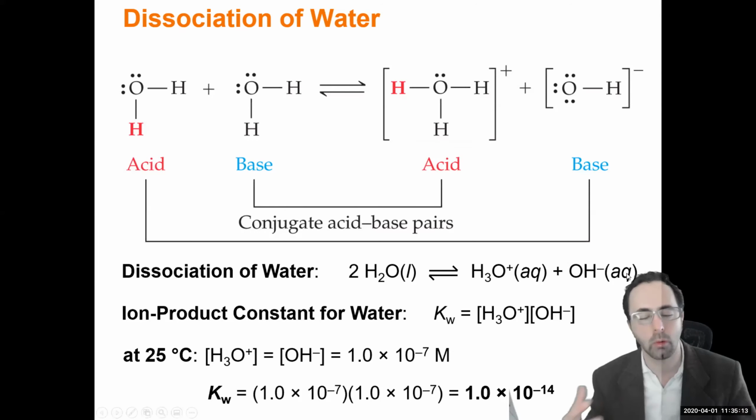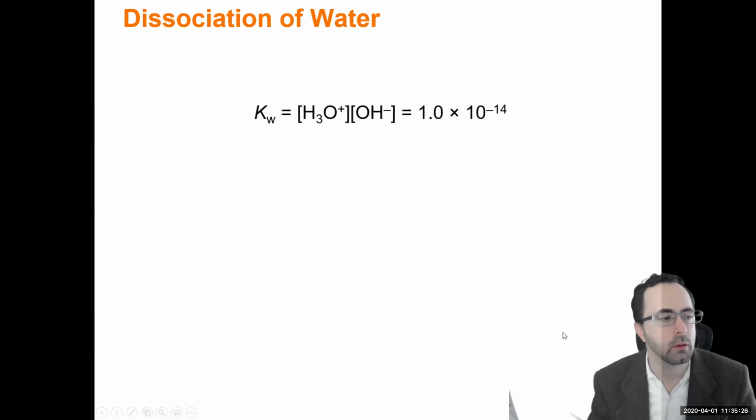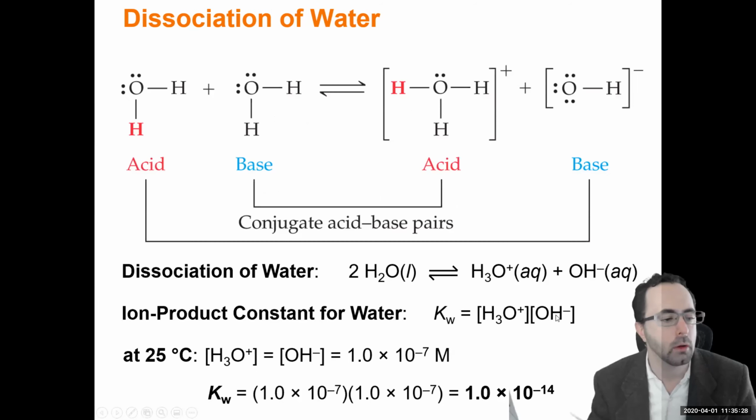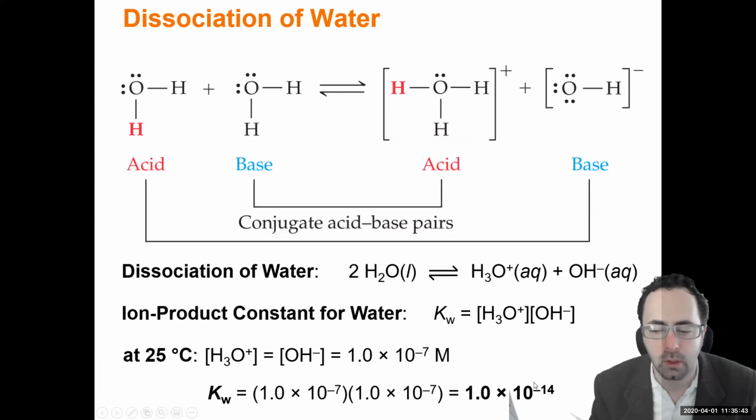So of course, in pure water, they're going to be the same. And these are those concentrations. If we want to calculate the value of the Kw, we would multiply the equilibrium concentration of hydronium times the equilibrium concentration of hydroxide. And so we've plugged that in here, and we get a Kw value of 1.0 × 10⁻¹⁴ at 25 degrees Celsius.